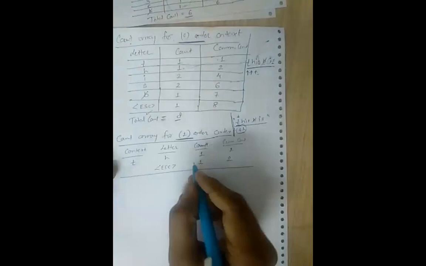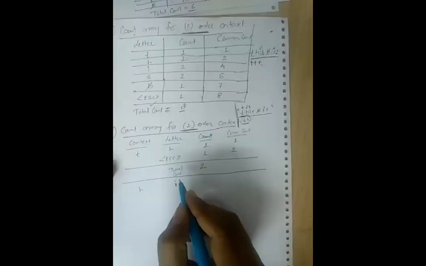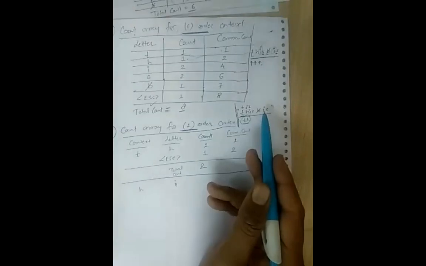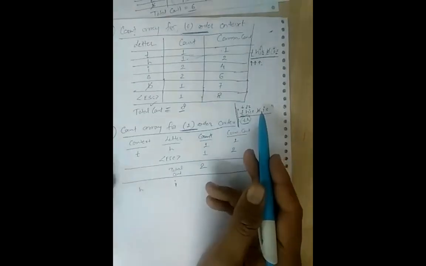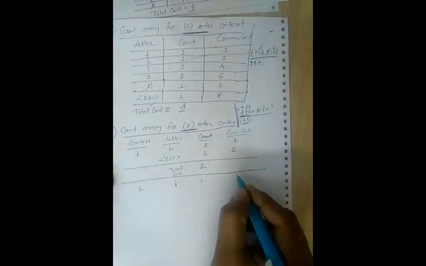In the same way, let's work out the next symbol. The next symbol starts again from H. So my next context will be H and I. In here my context will become H and my new letter will become I. So in how many times is I followed by H in the given sequence? It is only 1 time, so the count is 1 and the cumulative count is again 1.